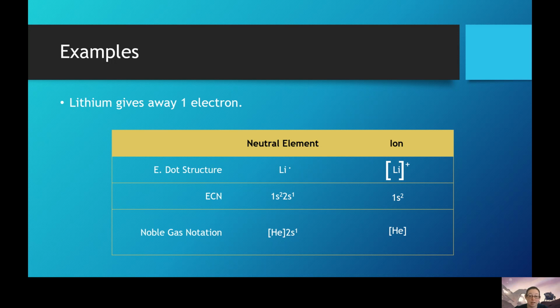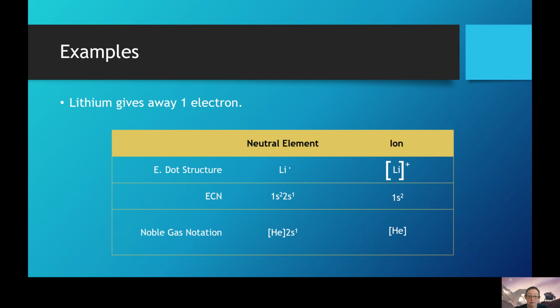So let's look at what the ion does. The ion gives away that electron, and it just has a blank valence shell and a +1 charge. The electron configuration notation becomes just 1s2. And the noble gas notation becomes just He, because the whole point in giving away that electron for lithium is to achieve that stable helium noble gas configuration.